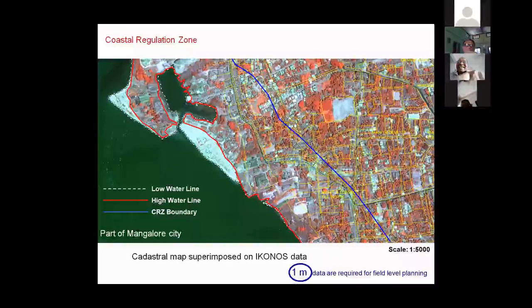Where there is a dark pixel, sorry, a wet pixel, that area you can easily identify as the low water line. Whereas after you do the tidal correction, you will get the high water line. All these things have to be done when you are handling the satellite image carefully, particularly where high resolution satellite data is concerned. Next.